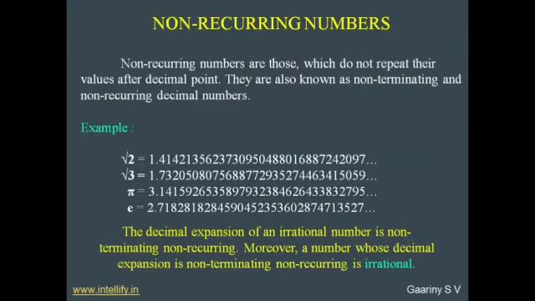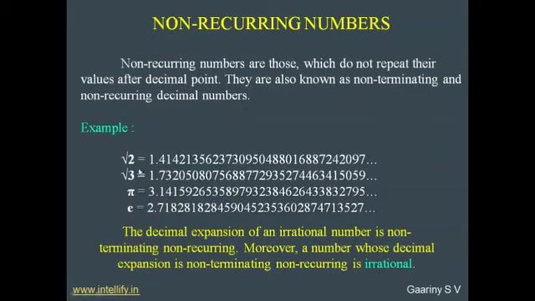So far we have learnt the terminating and non-terminating recurring numbers. Here we have a new concept, that is non-terminating and non-recurring decimals. What is it? Let us see. Non-recurring numbers are those which do not repeat the values after the decimal point. The numbers which don't end, that is non-terminating, and the values do not repeat, so it is non-recurring. So we can simply say that the number which does not repeat the values after the decimal point is called non-terminating and non-recurring decimal numbers.